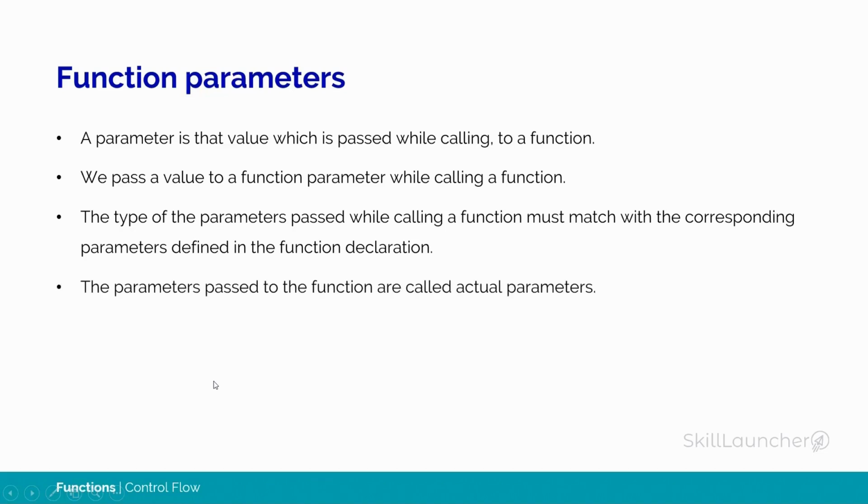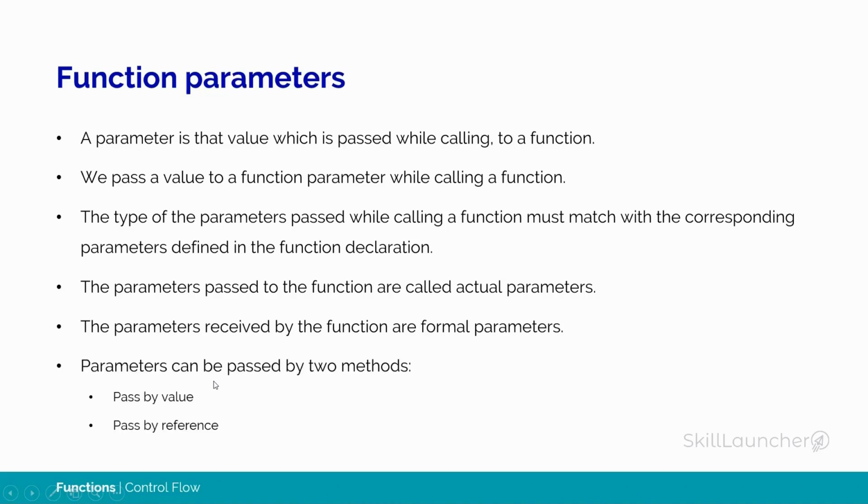Now the parameters passed to a function are called actual parameters, and the parameters received by the function, that is the parameter list which we write in the function definition, are known as formal parameters. The parameters can be passed by two methods, pass by value and pass by reference. In the pass by value method, values of the actual parameters are copied to the function's formal parameters, and the two types of parameters are stored in different memory locations. So any changes made inside the function are not reflected in the actual parameters of the caller.